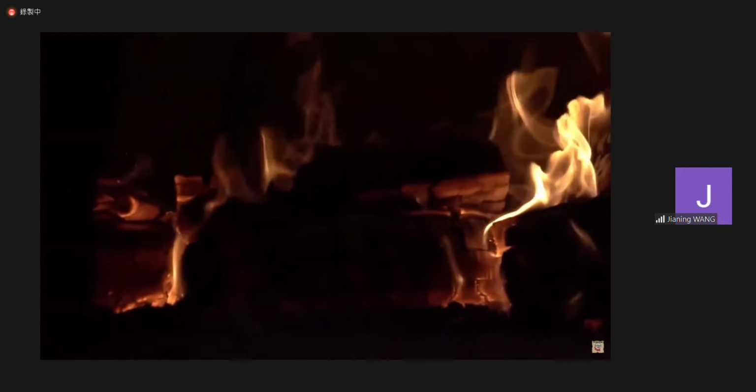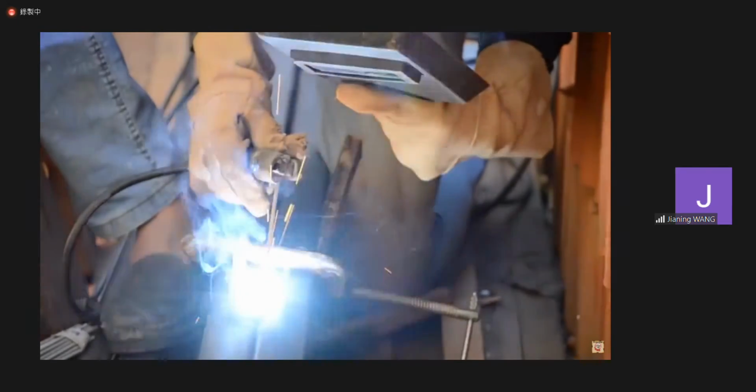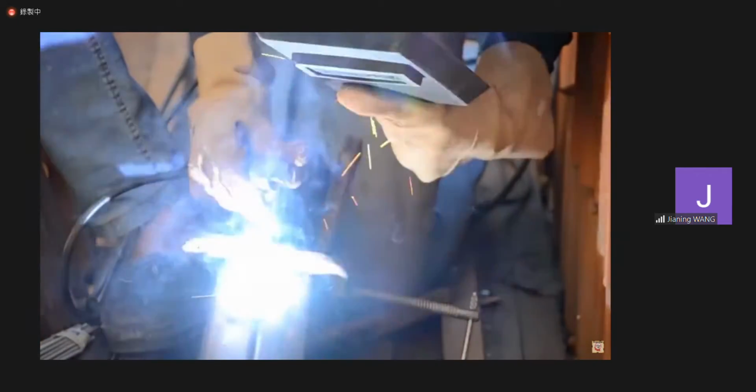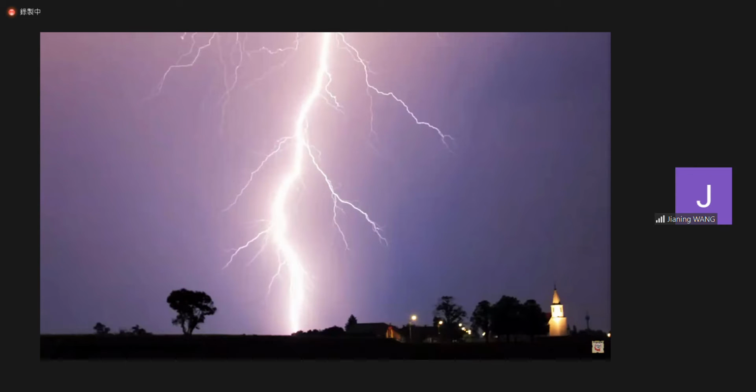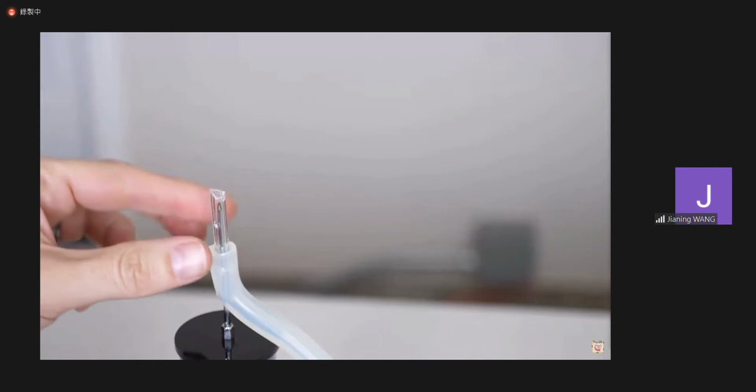For example, arc welders that use a plasma generated between two electrodes can get around 20,000 degrees Celsius. Very hot. Another example of extremely hot plasma is lightning. But today my goal is to create a plasma that's actually cold. Okay, so let me explain to you how I'm doing this.